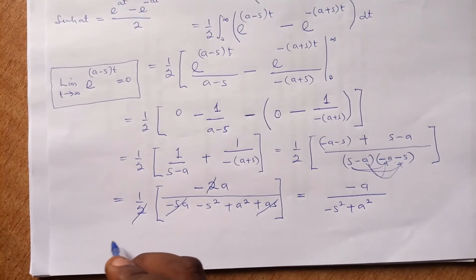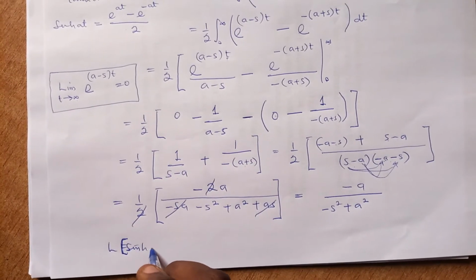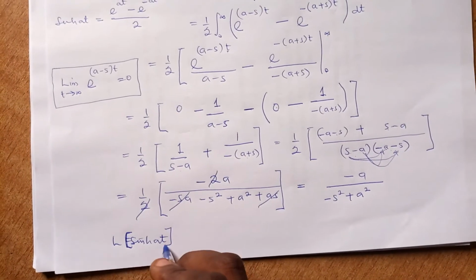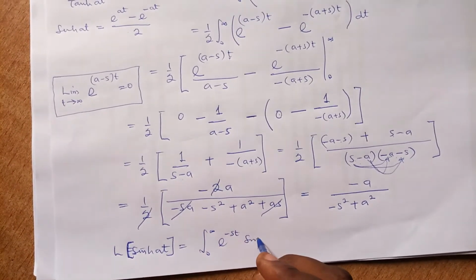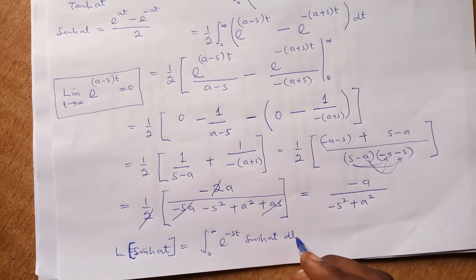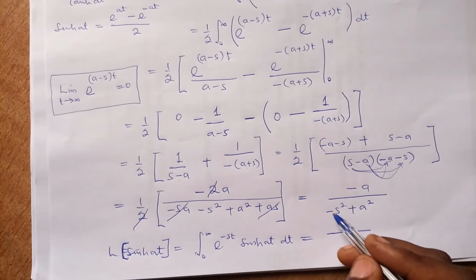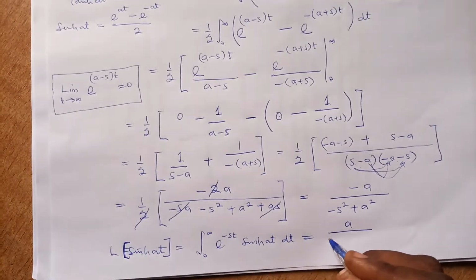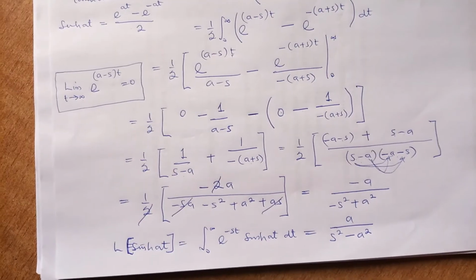But we can now say that the Laplace transform of sin at, which is equal to the integral from 0 to infinity of e to the minus st, then sin at dt, is now equal to a divided by, then if you multiply by minus, you now give us s squared plus a squared. Now that's what we obtain, but that is not all.